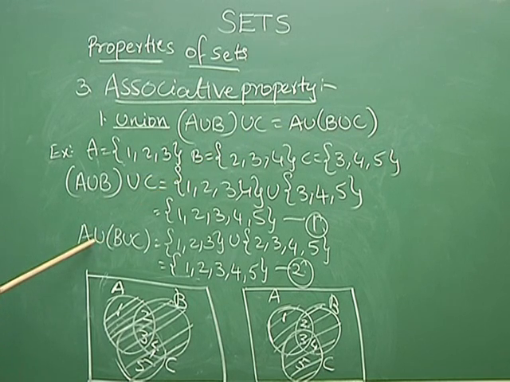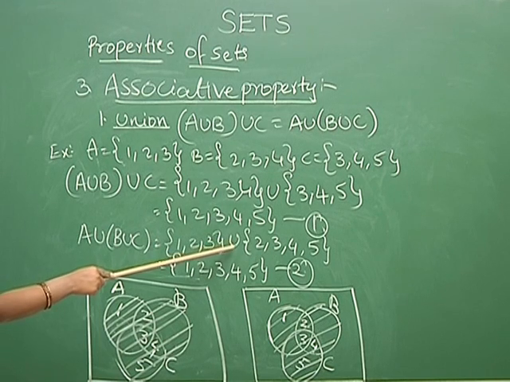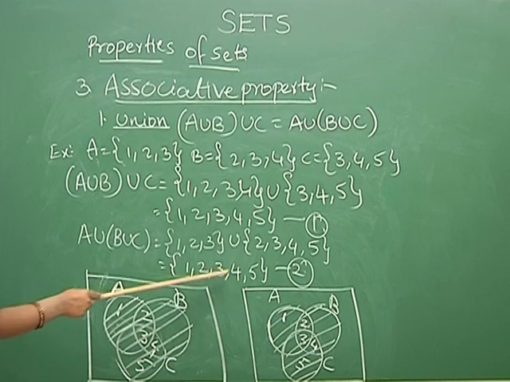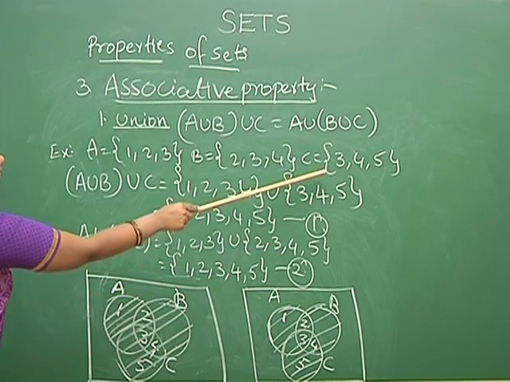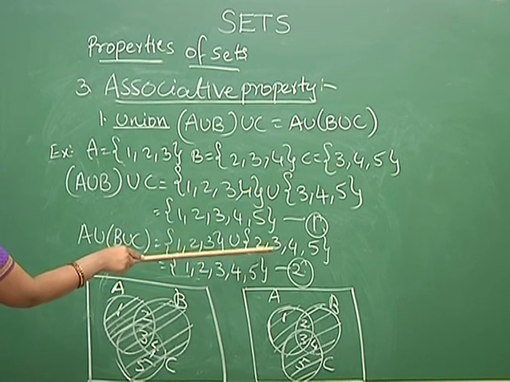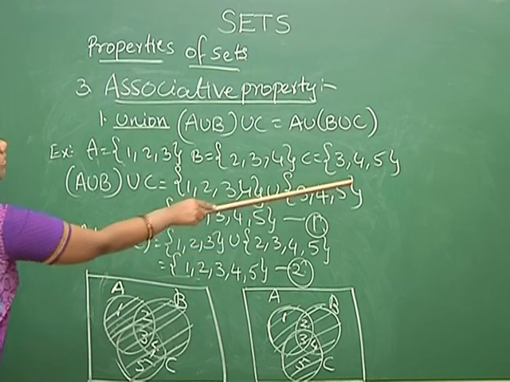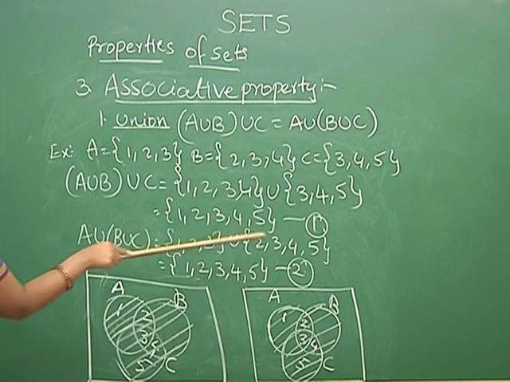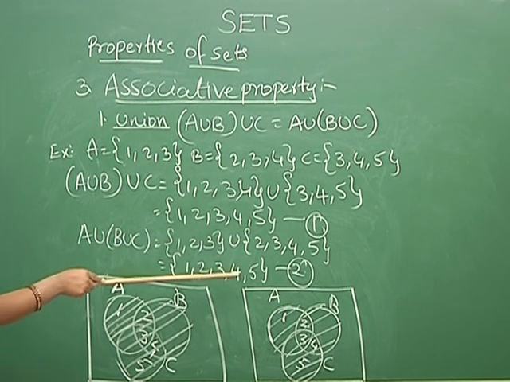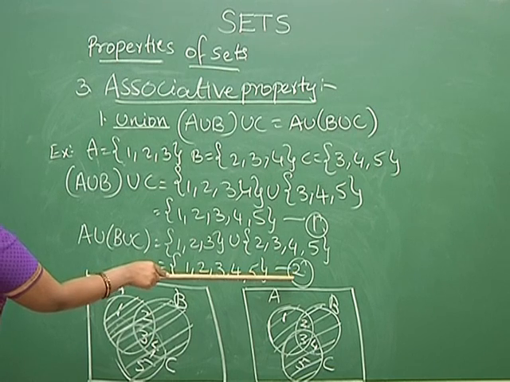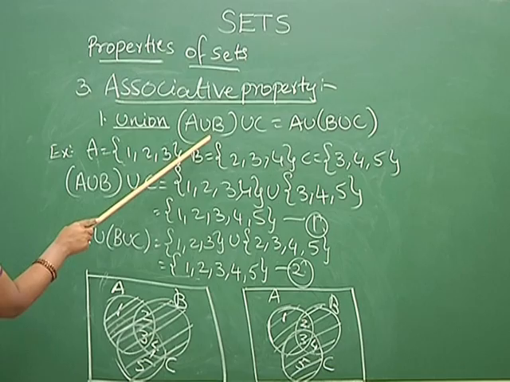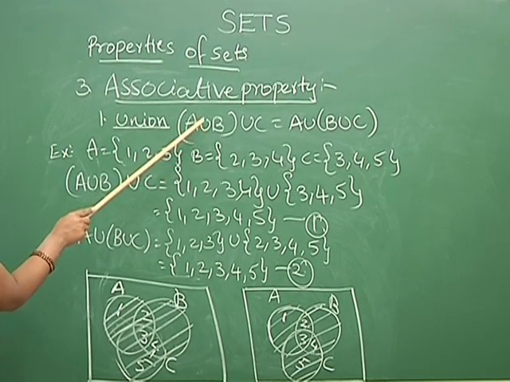Now A union B union C. So set A is 1, 2, 3, union of B union C. Let us see, set B is 2, 3, 4. In set C also, 3, 4 we have already written here. Since repetitions are not allowed, the balance element of set C is 5. Again we need to combine these two sets' elements: 1, 2, 3, 4, 5. Let it be the second equation. Hence the first and second equations are equal. Our associative property of union is verified.